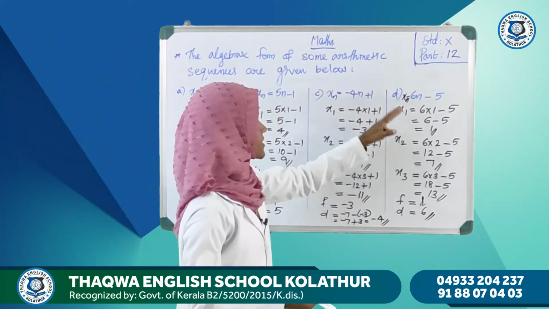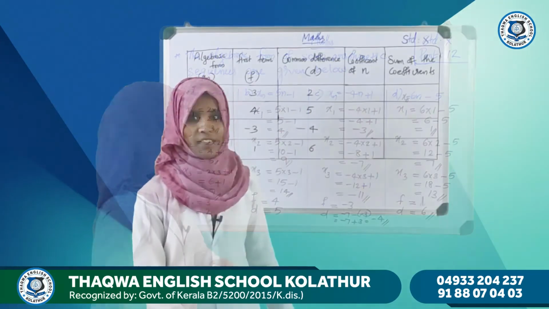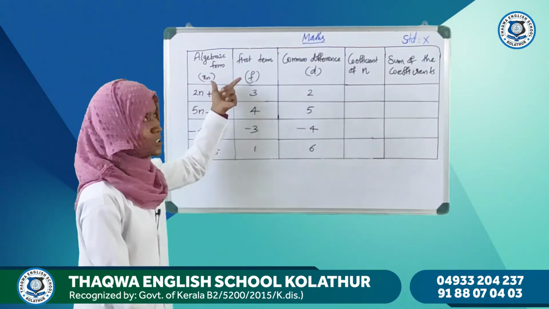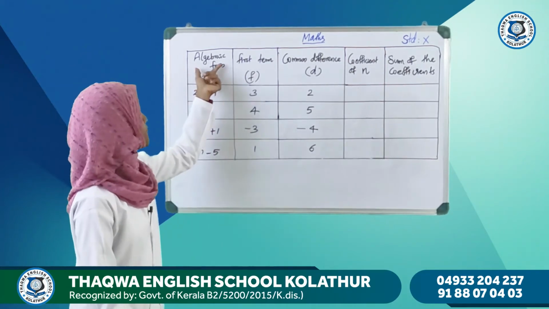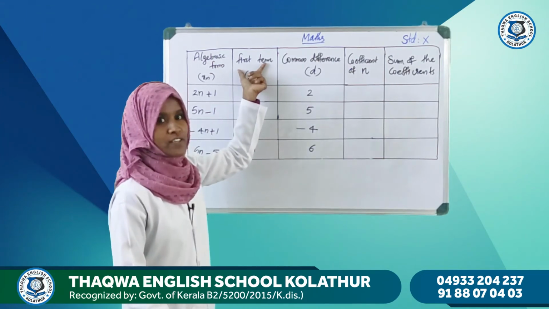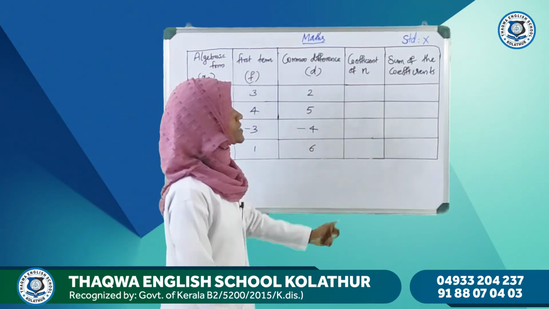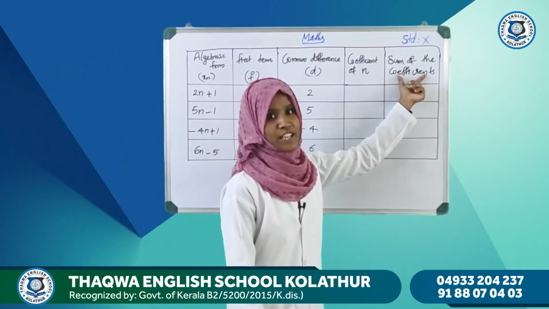Okay. Now let us tabulate this data. Children, listen to the table. First column, nth term of the sequence. Then second, first term, common difference, coefficient of n, sum of the coefficients.